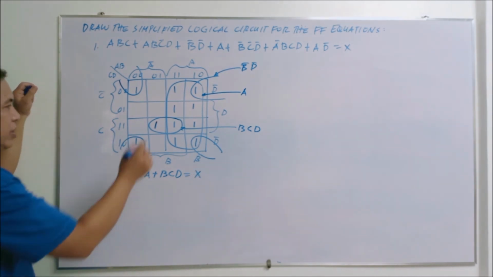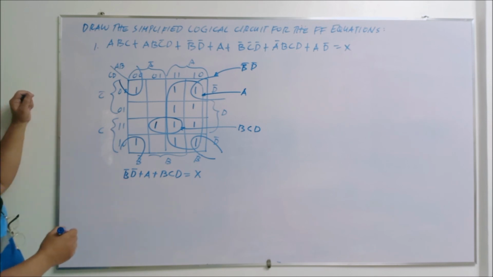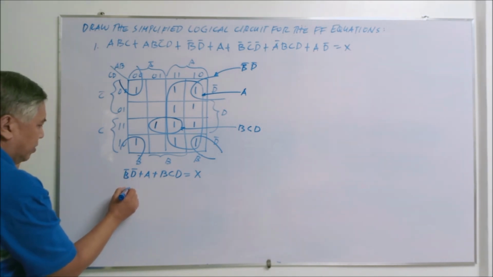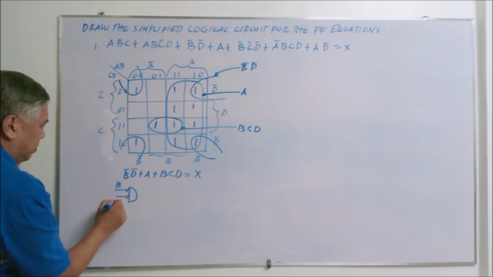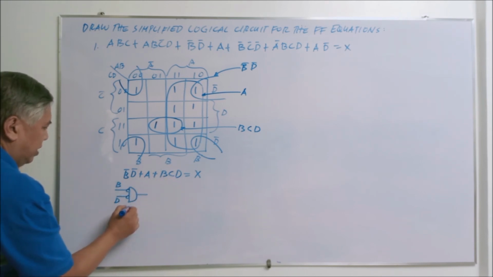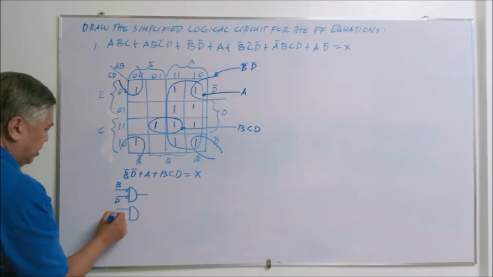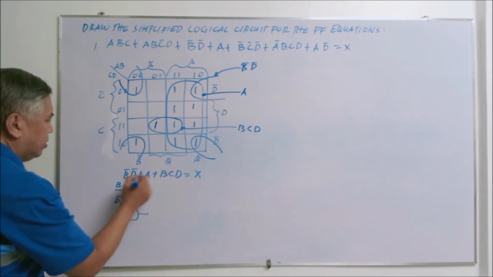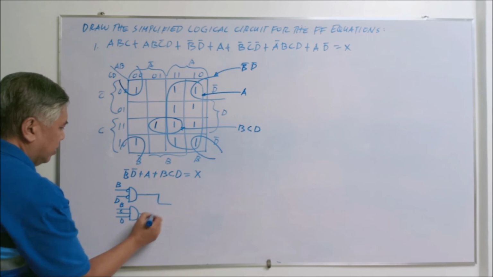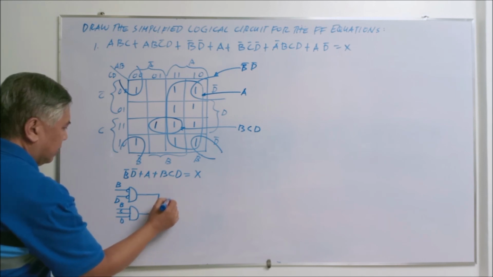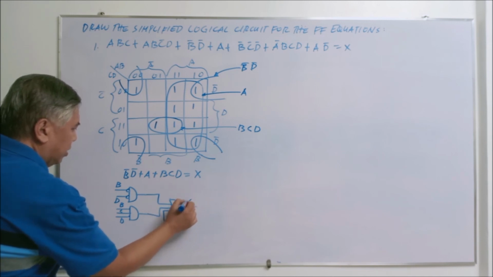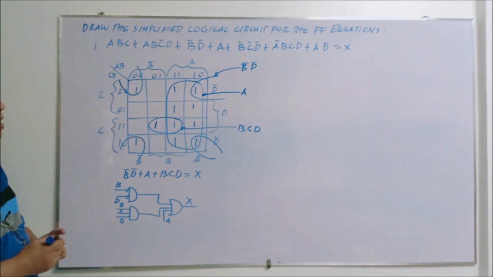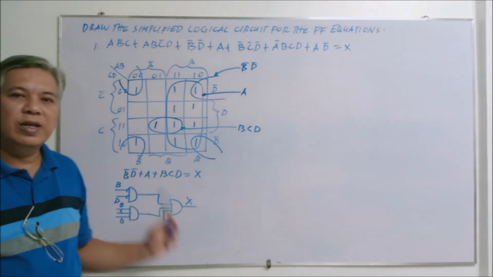Okay? And so the simplified logical circuit equivalent will be: you have here an AND gate with B bar, D bar, then you have B, C, D, and these two are being ORed with A. So you have here A. So the output is X. That will be our simplified logical circuit.